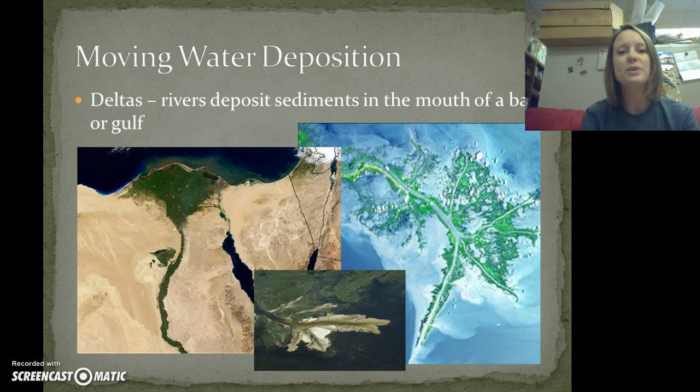So a delta is when a river deposits those sediments in the mouth of a bay or a gulf. This picture here on the right is the Mississippi Delta. This one is the delta at the mouth of the Nile River, but you can see they all have that triangular shape.